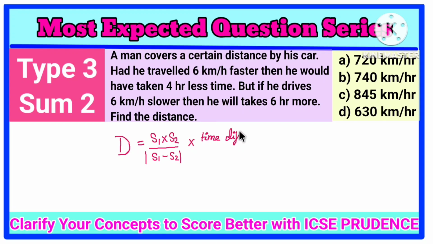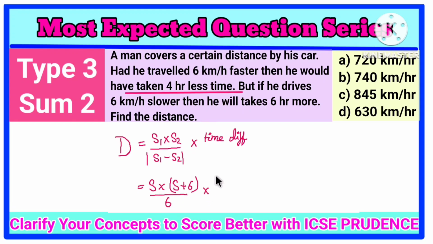Now here, according to the first case, s1, that is the original speed, let it be s, multiplied by s2. Here it is said 6 km per hour faster than the previous one, so s + 6. So this is s2, divided by bigger one minus smaller one, that is (s + 6) - s. You will get 6 km per hour, so here 6 multiplied by the time difference. Here it is told 4 hours less, that means the time difference is 4. As it is in hours, you need not divide by 60.